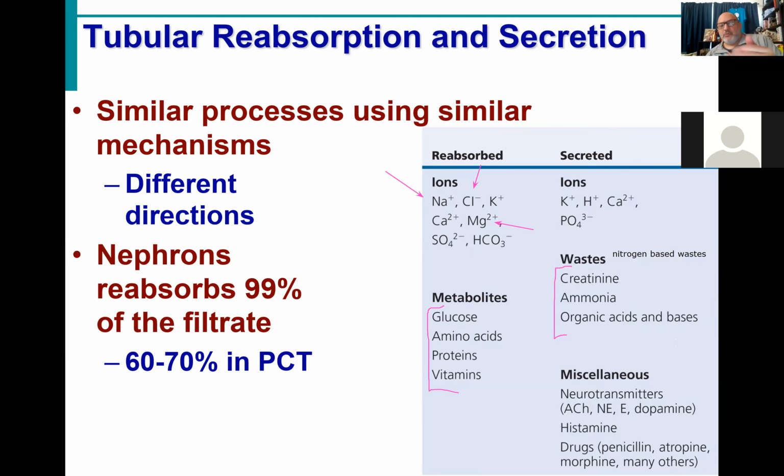So most of this movement is occurring in one direction or another, but the same types of mechanisms, active and passive transports, are going to be used. And remember, as we talked about, over 99% of all of the filtrate is reabsorbed. And of that, a little under 70% is occurring in the proximal convoluted tubule. So that proximal convoluted tubule is where most of the reabsorption and secretion work is taking place.